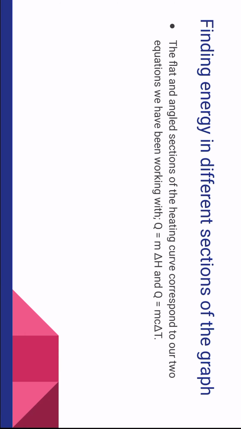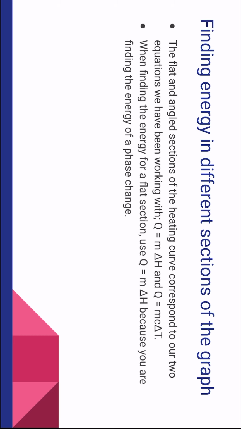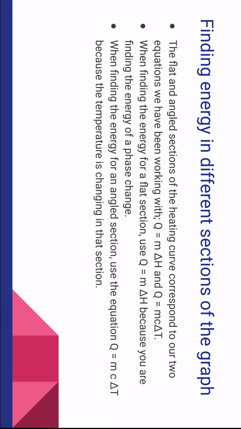The flat and angled sections of the heating curve correspond to our two equations we've been working with, Q equals m times change of H and Q equals mc change of T. When you're finding the energy for a flat section, you're going to use Q equals m times change of H because you are finding the energy of a phase change. But when you're finding the energy for an angled section, you're going to use the equation Q equals mc change of T because the temperature is changing in that section.